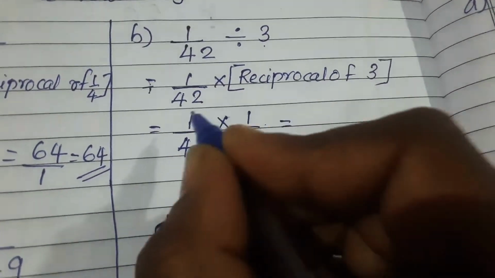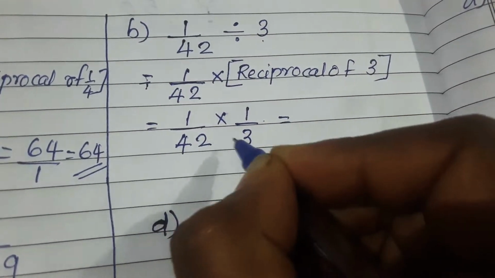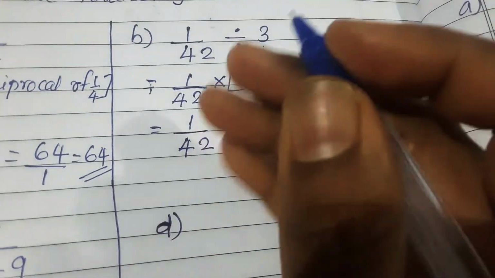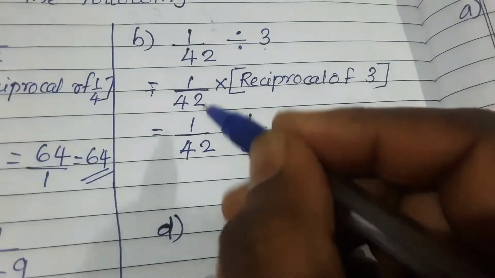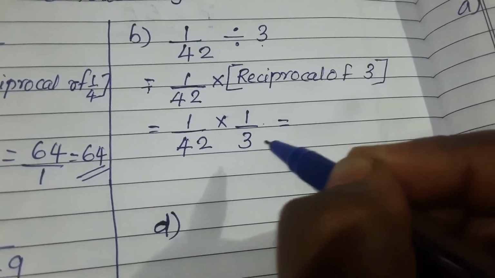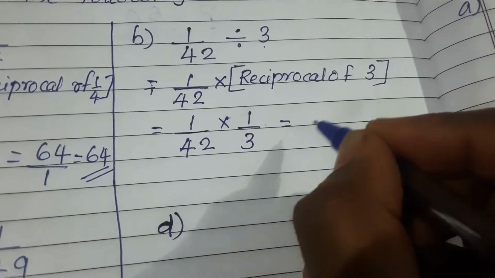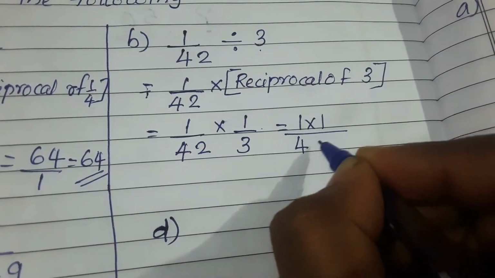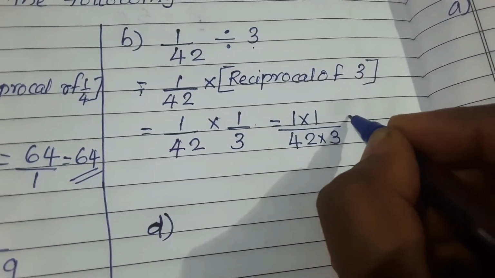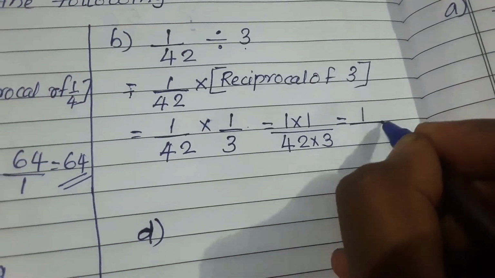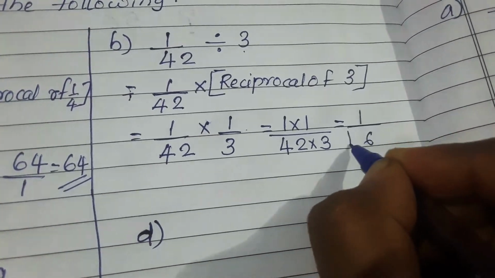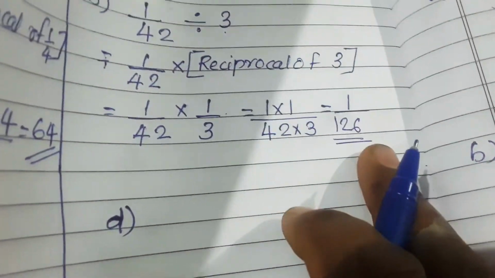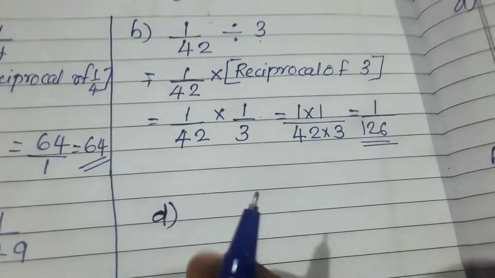Now here you can see we can't cancel these numbers. We can cancel the numerator and denominator together, not numerator and numerator. So here we don't have any number to cancel. So multiply numerator with numerator and denominator with denominator. Children, 1 into 1, 1. Then 42 into 3: 3 2s are 6, 4 3s are 12. So 42 into 3 is 126. So 1 by 126 is the answer.